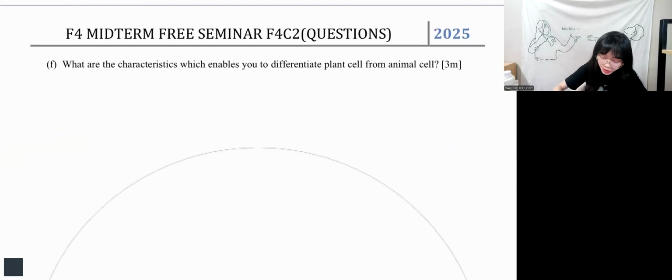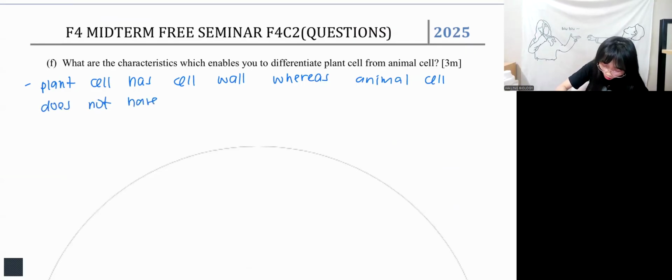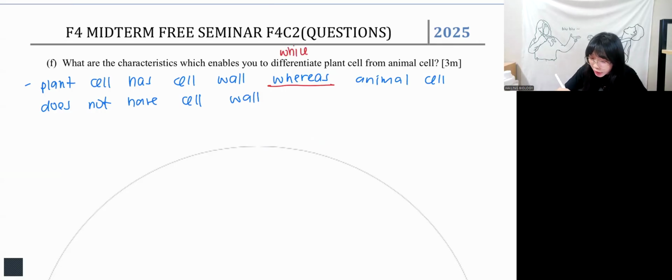Cell wall. Okay, let's say the cell wall first. So you're going to say plant cell has cell wall, whereas animal cell does not have cell wall. Your answer needs to use whereas or while. One student used but, but the teacher marked him wrong. I don't know why. So if your teacher says you cannot use but, use while and whereas.